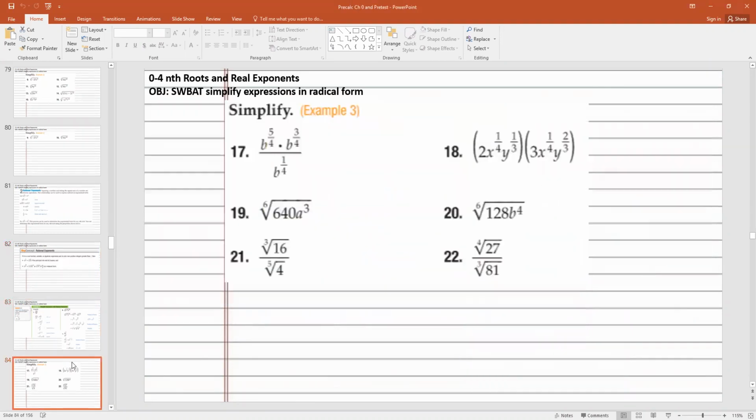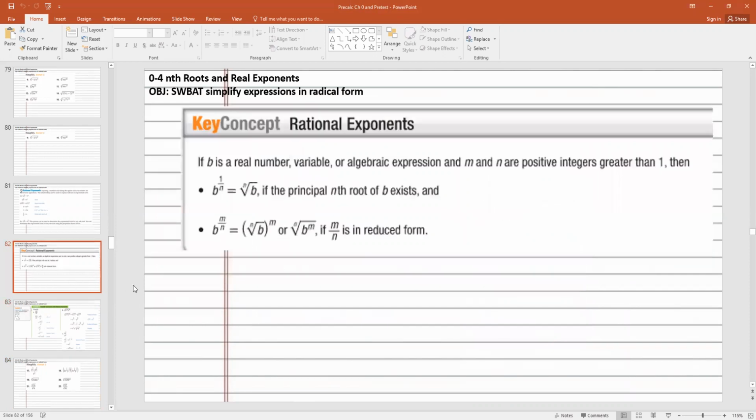All right, so we're going to do some examples. Yay! Where we're simplifying. Now, for this simplifying part, we have to remember some of the properties of exponents, some power properties. Okay, I'm going to put it over here. Power properties, or properties of exponents.